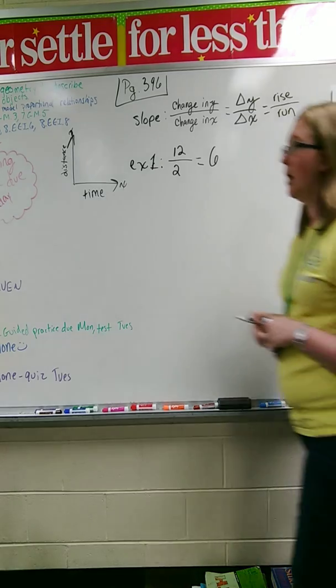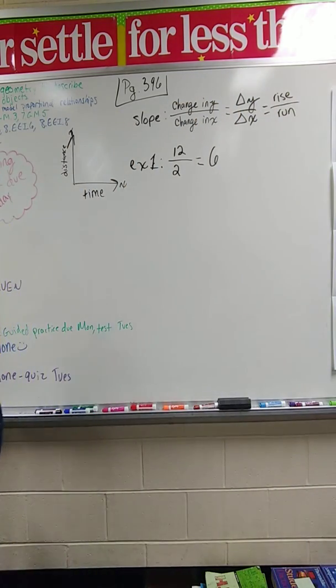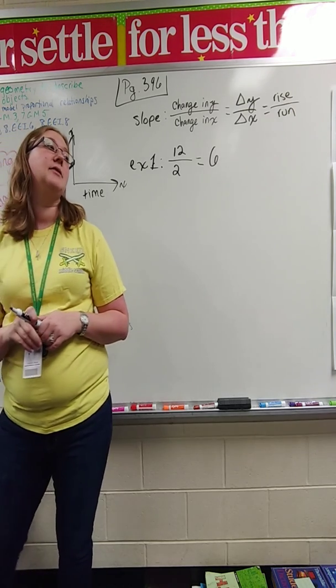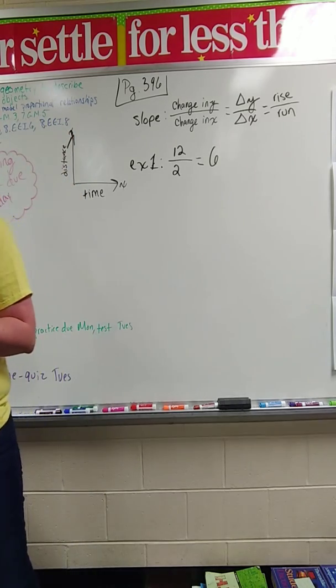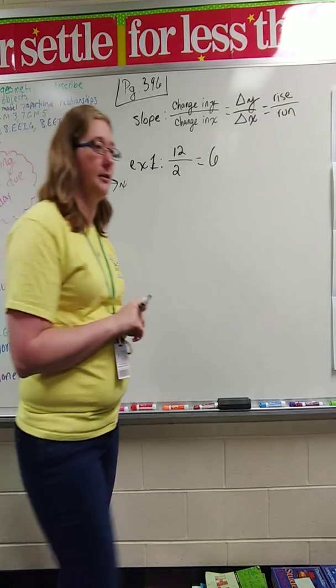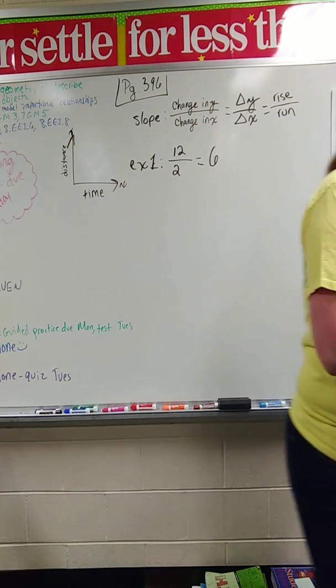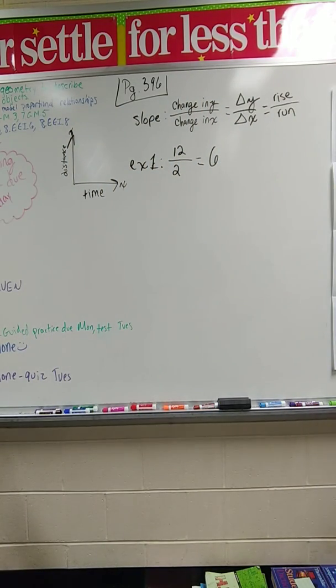If we look at the bottom of page 397, it gives a concept summary box and it tells us that if our slope is positive, then that means that our graph is increasing and our line goes up.